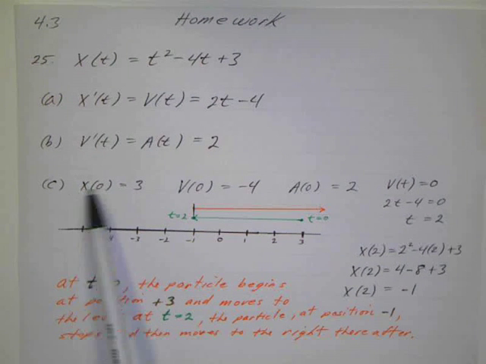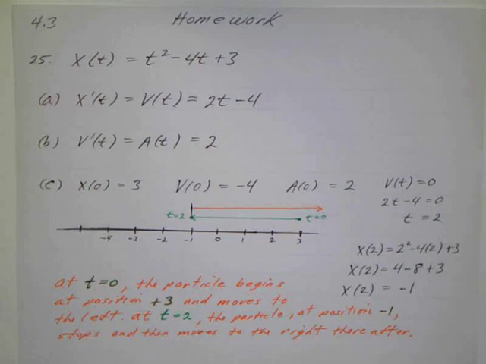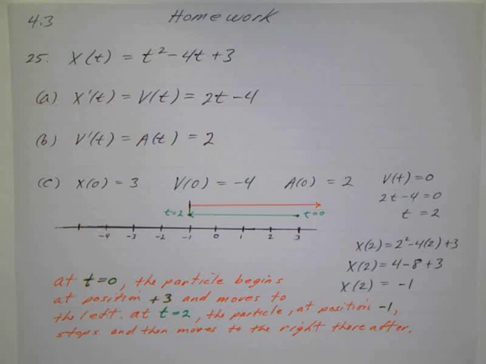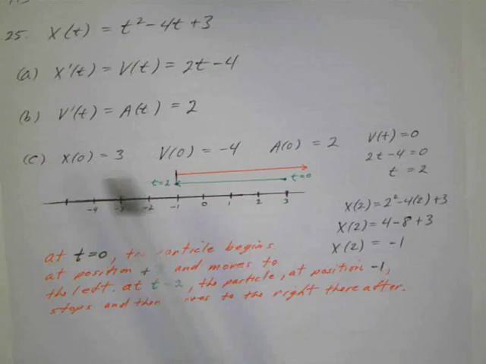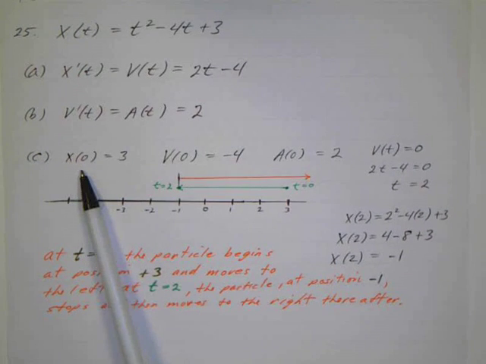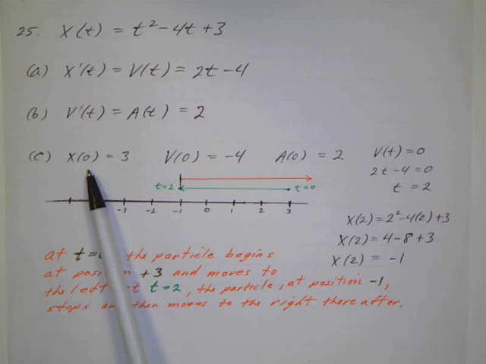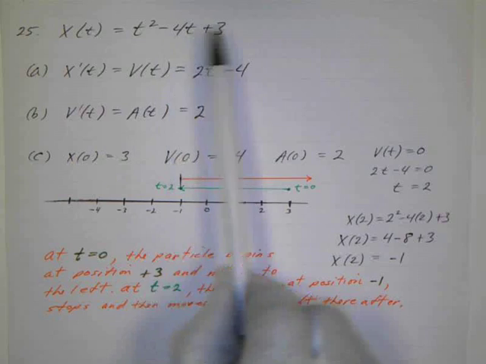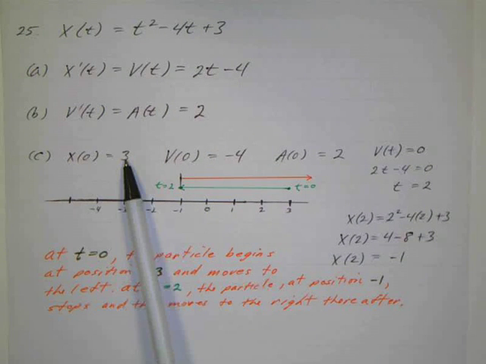So C, we want to describe the motion of the particle. Well, let me see, where do I start? I just take the position when time is 0. So when time is 0, what's the position? Well, I can put 0 in here, 0, 0, 3. So I get 3, no problem. So I start at 3.